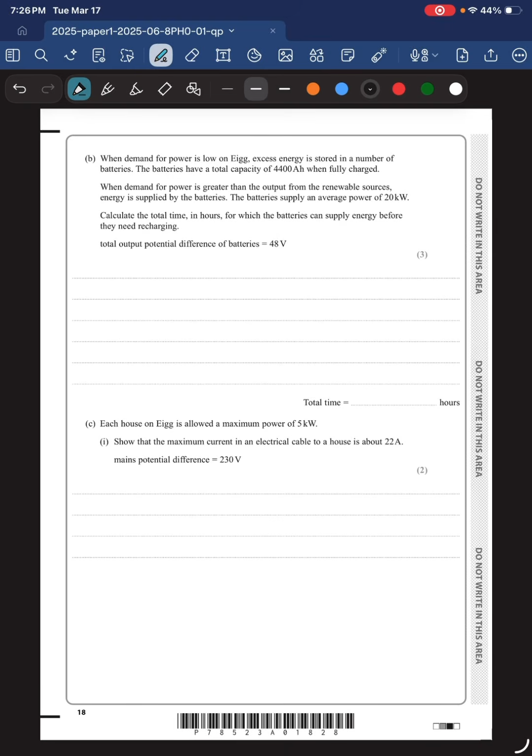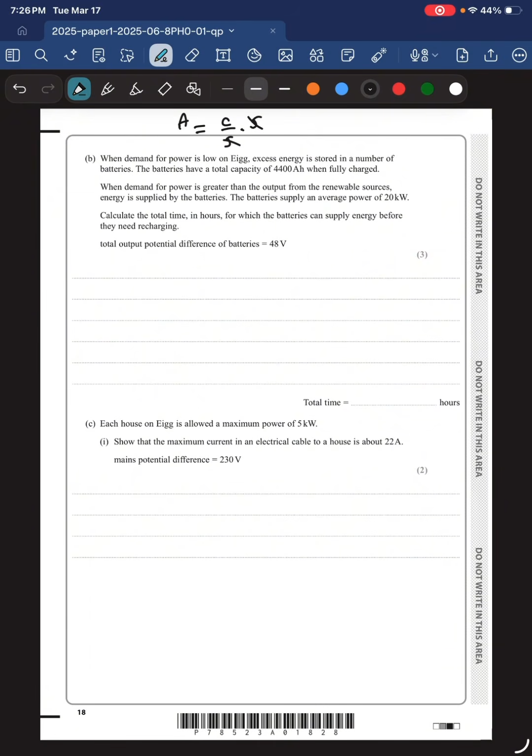B, when demand for power is low on Eigg, excess energy is stored in a number of batteries. The batteries have a total capacity of 4,400 amp hours when fully charged. Okay, that unit is actually coulombs, because we have ampere, so 1 ampere is coulombs per second, right? Times hours, which you can convert to seconds eventually, so that's coulombs.